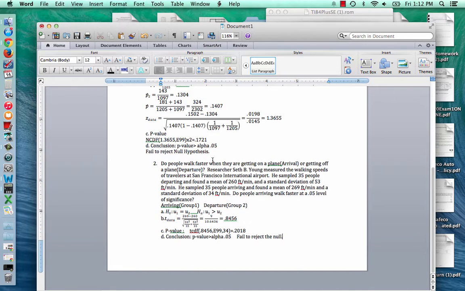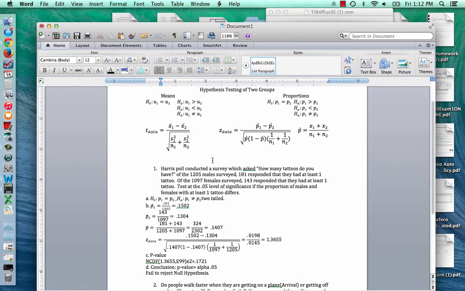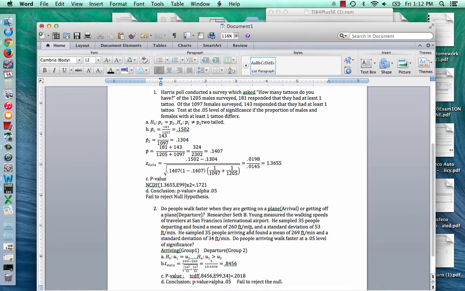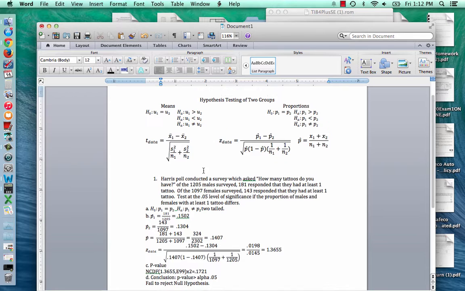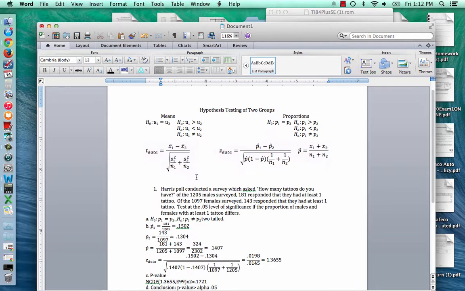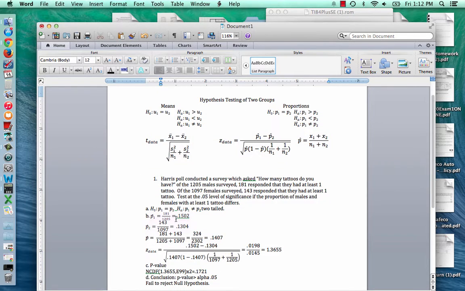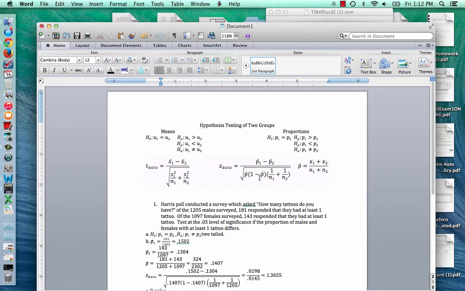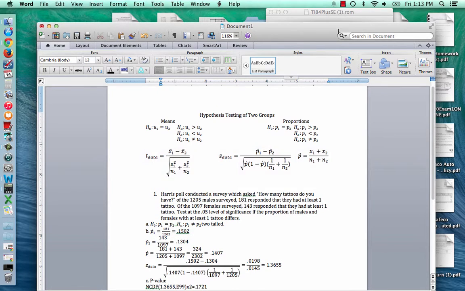So just remember, when you're picking between the two formulas, the key words that you're looking for are means and standard deviations. If you can identify those things, then you're definitely using the T-data formula. If you cannot, then you have to do a proportion for each group, and then you're going to be doing the Z-data formula. So hopefully these examples help, and we'll see you next time.